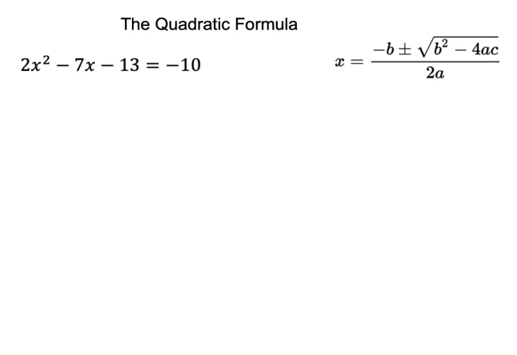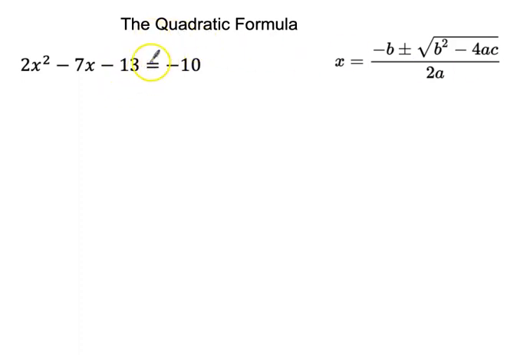Hello guys, this video is about the quadratic formula. So let's first look at the equation that we have: 2x squared minus 7x minus 13 equals negative 10. As you probably know, we have to have this equation in standard form and equal to 0. So let's first rewrite it in standard form and make it equal to 0.